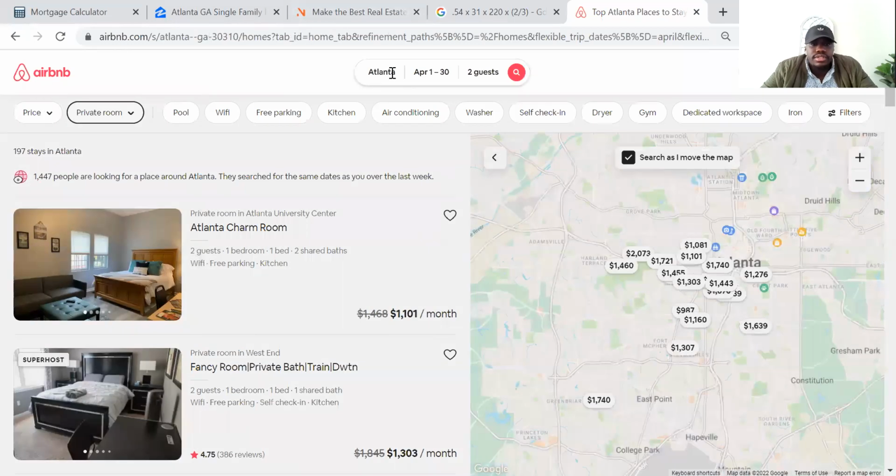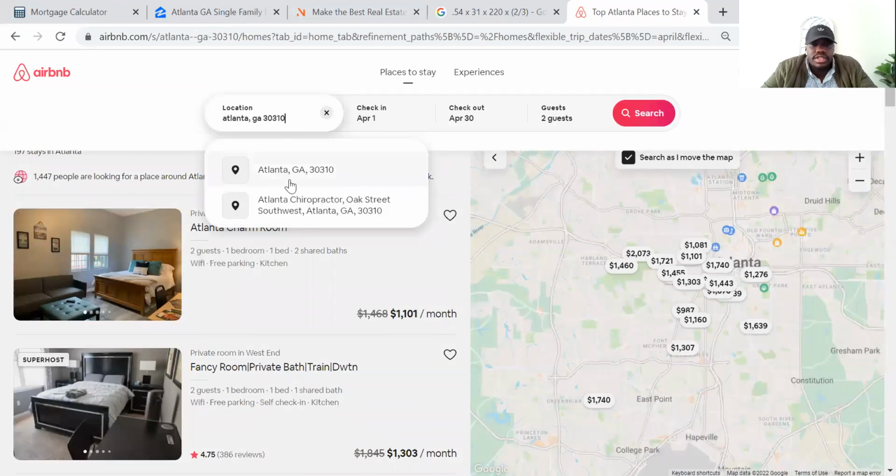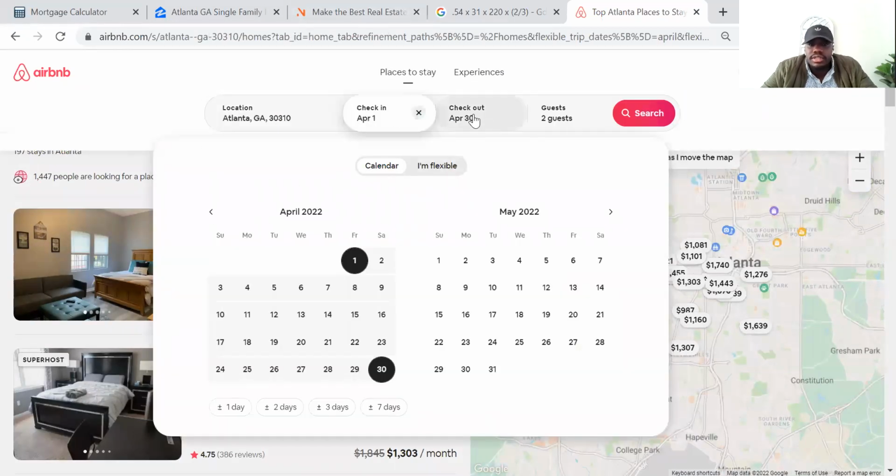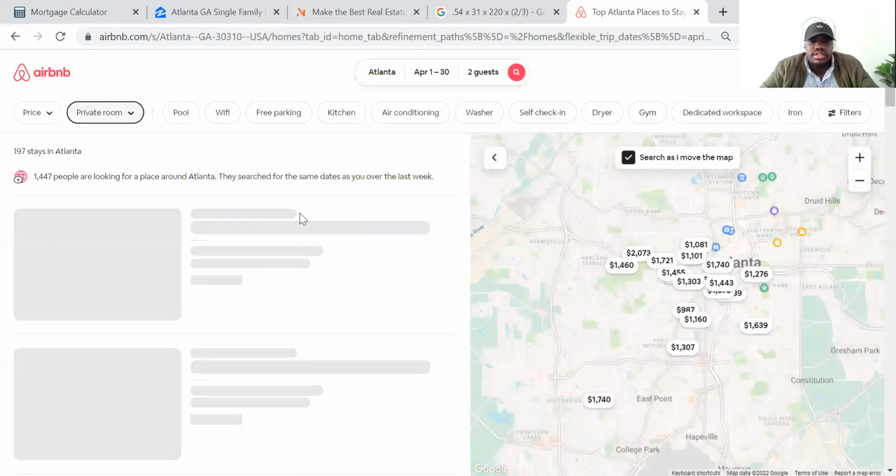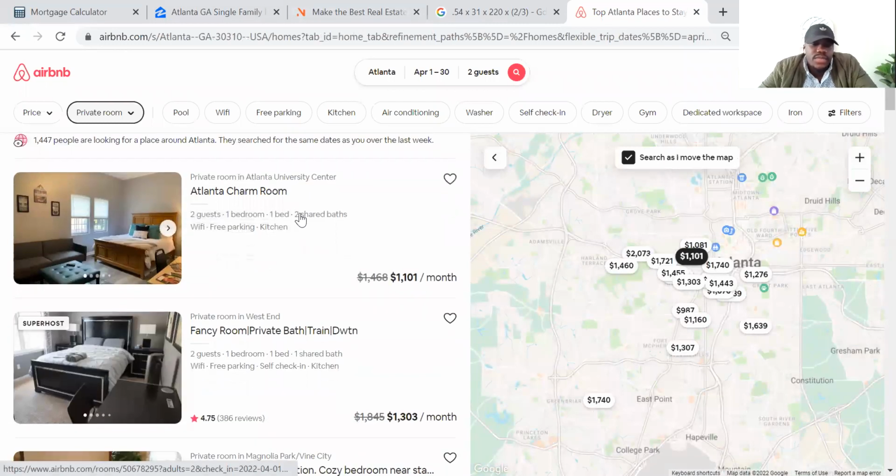Perfect. So again, I put in the zip code where we're looking, checking in April 1st, checking out April 30th. I want 2 guests. So just to show people once again. And yeah, so that's about right.